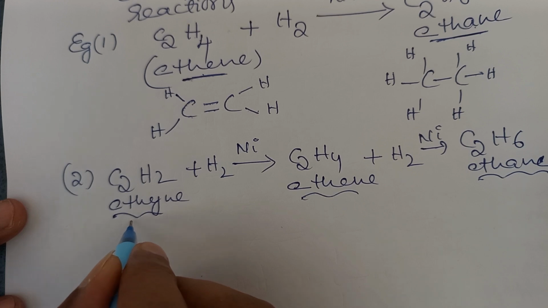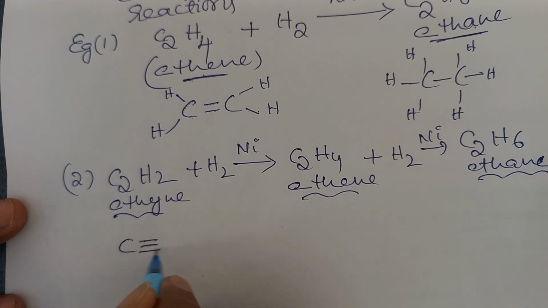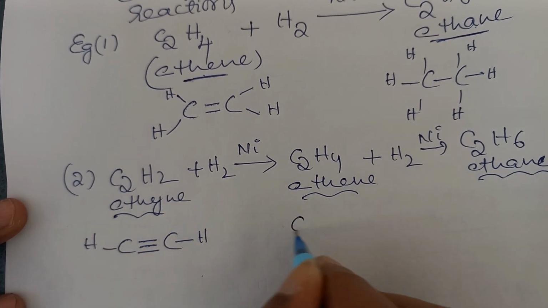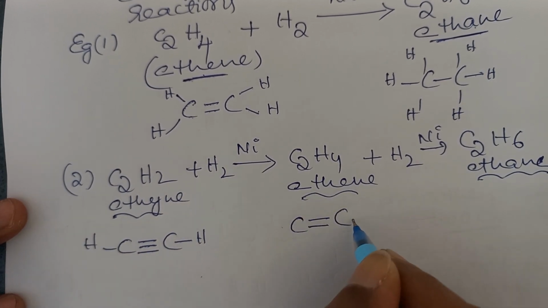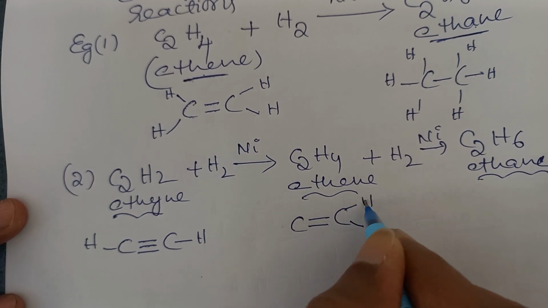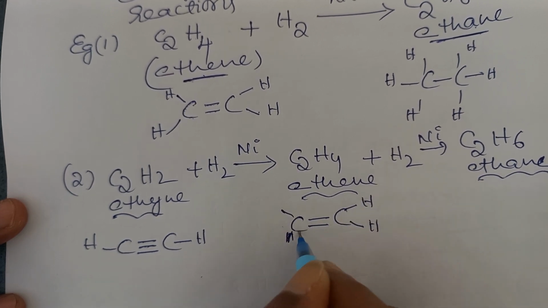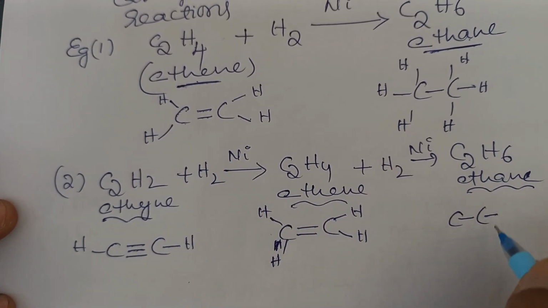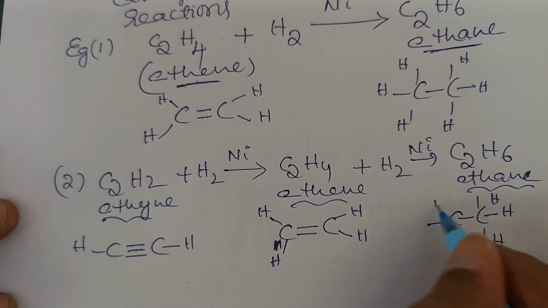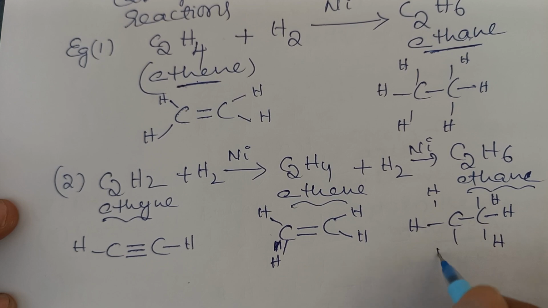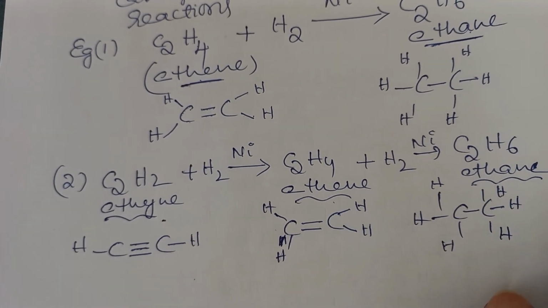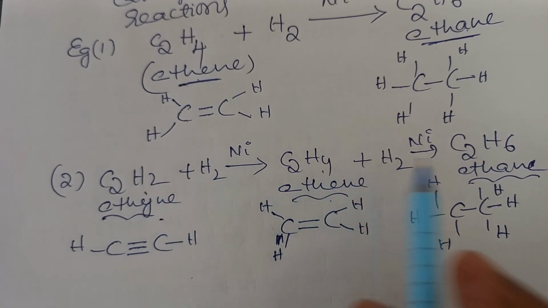So this is an alkyne having a triple bond between the two carbon atoms, and hydrogens, these two. So now here, between the two carbon atoms there is a double bond, and each carbon is bonded with hydrogen with a single bond, and here all are single bonds. Each carbon is bonded with 3 hydrogens. So like this, alkyne becomes alkene, alkene becomes alkane, unsaturated to saturated.